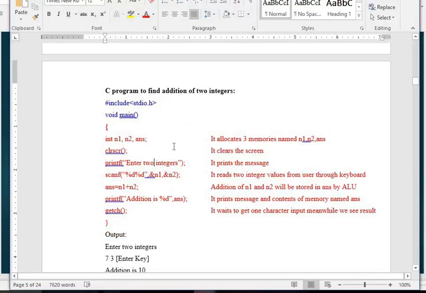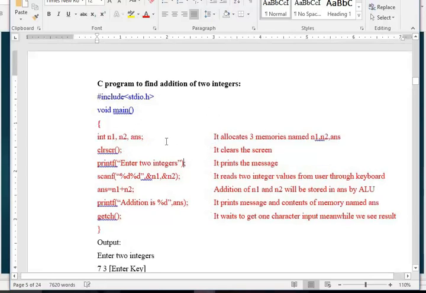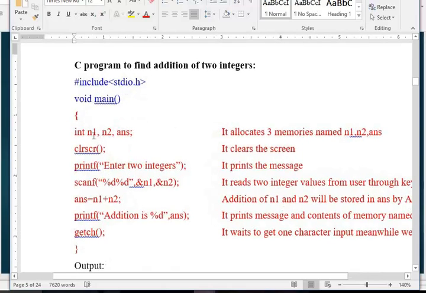This is one instruction I am giving to a computer system. This is the second instruction I am giving. This is the third instruction I am giving. Dear machine, please allocate 3 memories for me. How do you tell the machine that? Dear machine, please allocate 3 memories for me.